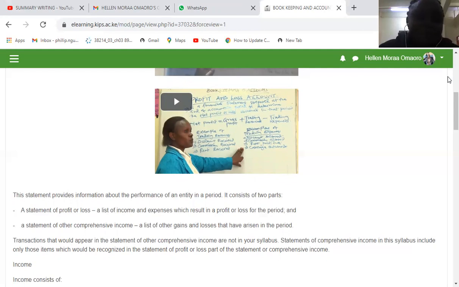Have you got it? I said net purchases equals purchases, add carriage inwards, then you less return outwards.